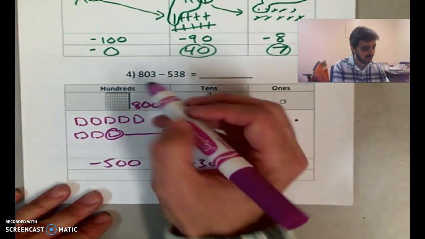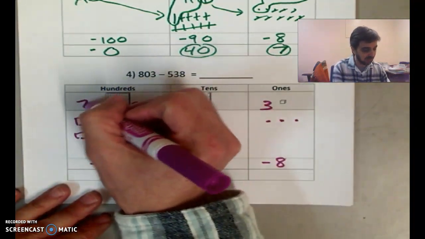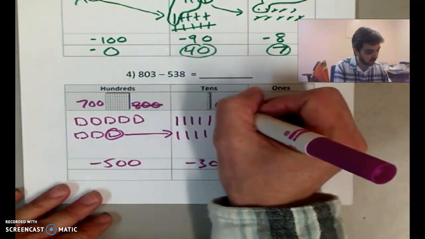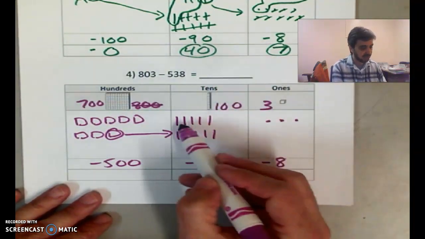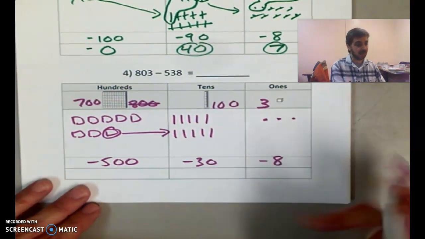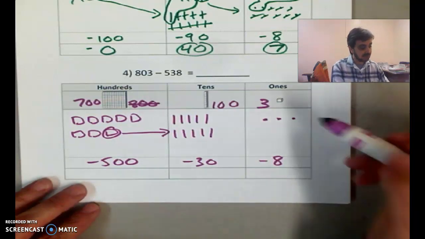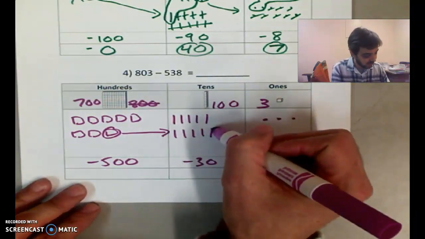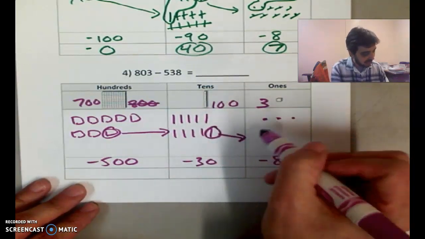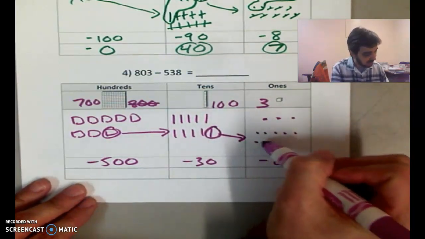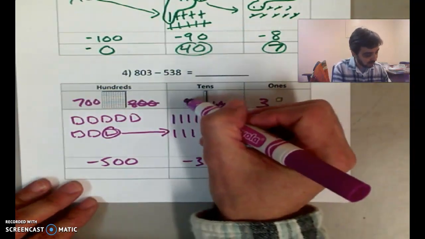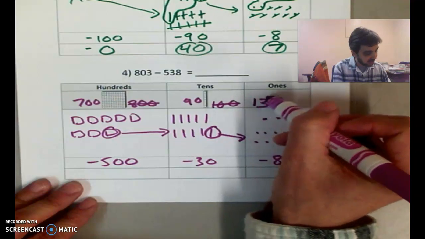Okay, so instead of 800, I only have 700. And here I have a total of 100. Okay, I have 10, 20, 30, 40, 50, 60, 70, 80, 90, 100. And I have just 3 over here. So I still don't have enough, but if I take one of these bags, now I have 10 bags. And I open that up, 1, 2, 3, 4, 5, 6, 7, 8, 9, 10. Now I only have 90 over here. And here I actually have 13.